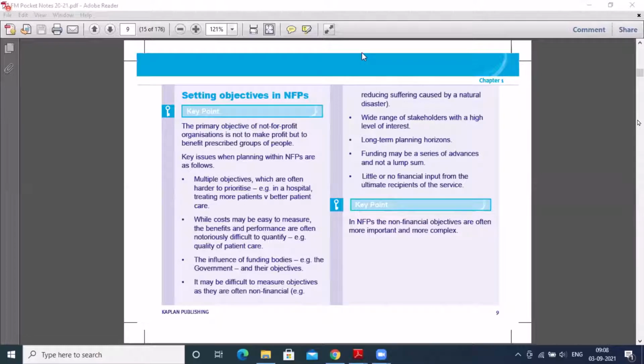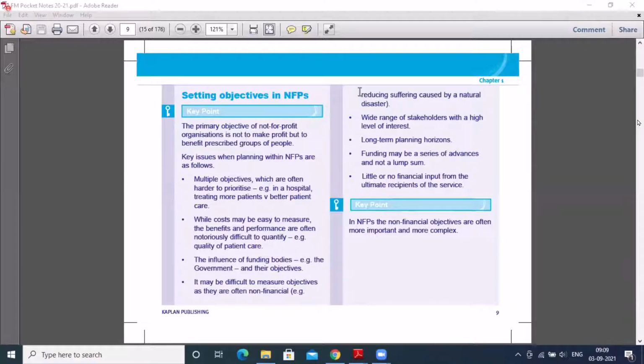And the next one is, it may be difficult to measure the objectives as they are often non-financial. Example, reducing suffering caused by a natural disaster. It means that in not-for-profit organizations, it is practically very difficult to measure the objectives because most of the objectives are non-financial. Suppose when we were discussing the hospital providing better patient care, this is a non-financial objective. So it is very difficult to measure it. And one more example is given, reducing suffering caused by a natural disaster.